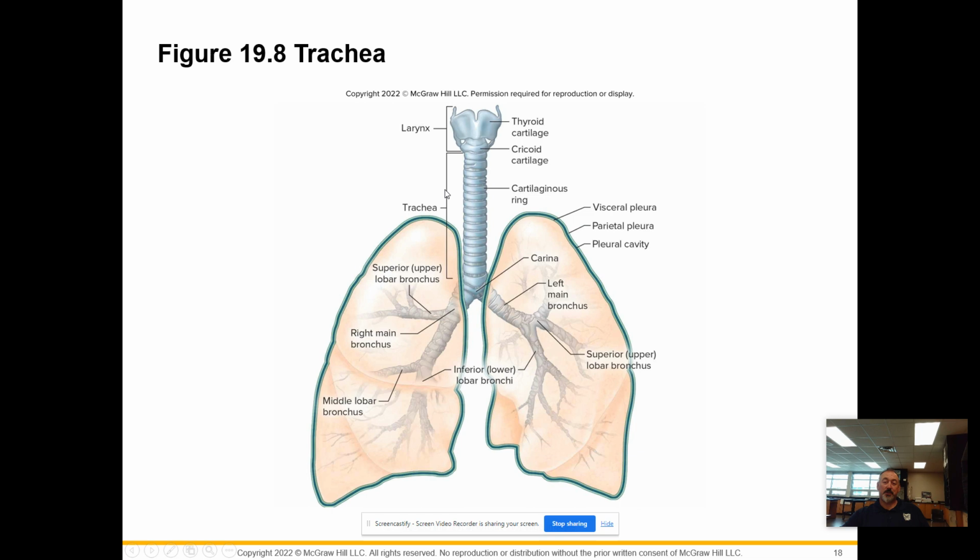That's the heart. So you only have two lobes of the lung on your left side, three lobes on your right side. Just as an overview of what we've been looking at, the larynx, the thyroid cartilage, epiglottis can't be seen right here. Here's the cricoid. You can see those C-shaped rings as it moves down. There's about 20 of them or so.